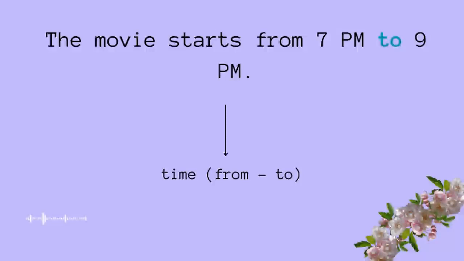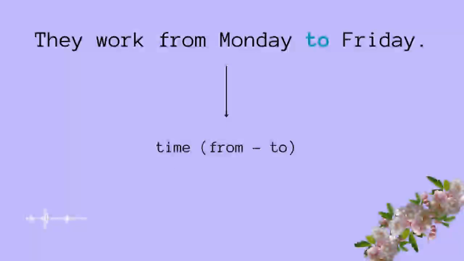Let's have a look at another example. They work from Monday to Friday. So we are speaking about specific days of the week. That means when we have from, then we need to use to, like from Monday to Friday. Alright? So this is how you can use from and to when speaking about time frame.